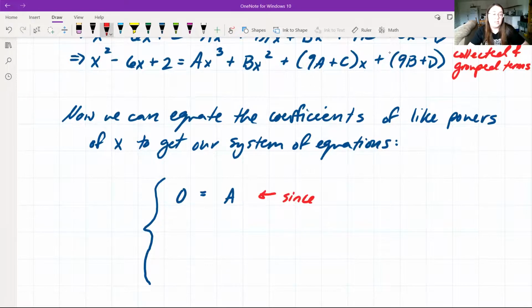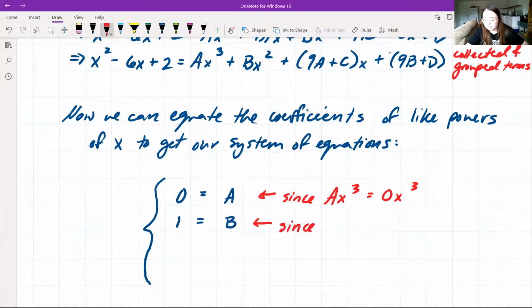Since there is no x cubed term on our left-hand side, that means it's the same thing as saying 0x cubed. So if ax cubed is equal to 0x cubed, that means a is 0. Then we get that b is equal to 1, and this is because bx squared is equal to 1x squared.